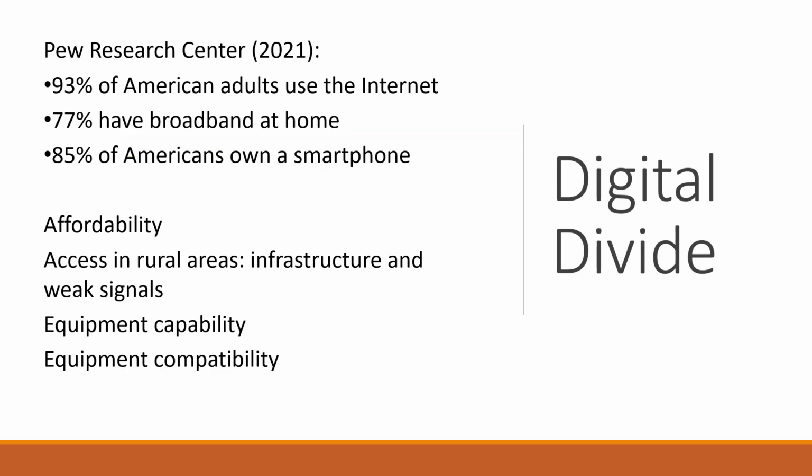A bit more about the digital divide. A 2021 report from the Pew Research Center gives us some statistics. 93% of American adults use the internet, 77% have internet at home, and 85% of Americans own a smartphone. Those are pretty high numbers, which would make us think we've closed the gap on the digital divide. What these numbers don't tell us is the rest of the story.